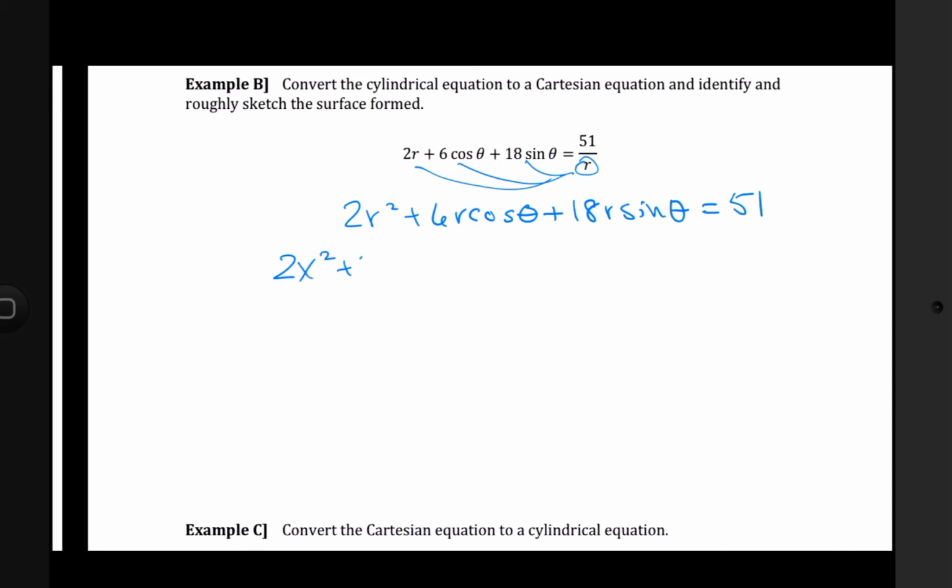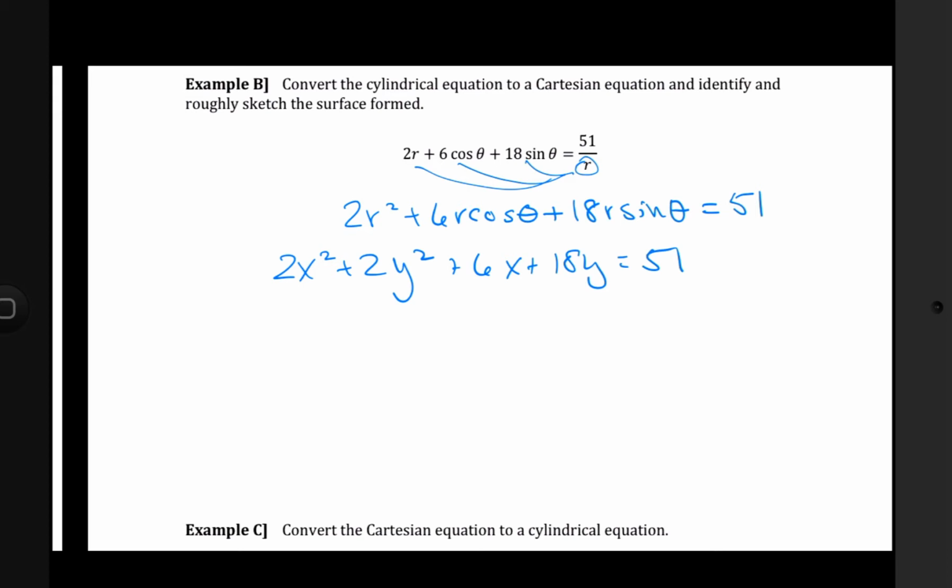So this is going to become 2x squared plus 2y squared, right? Because r squared is x squared plus y squared. So I'll distribute that 2 plus 6x plus 18y equals 51. And this is looking somewhat familiar to me, right? I've got an equation in terms of x and y. There's no z. So that's hinting to me that it's probably some type of cylindrical surface.